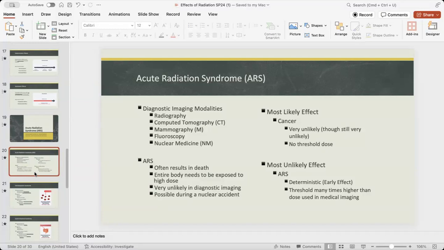It's very unlikely, because we know that it doesn't matter the dose, it could potentially happen. With ARS, the effects are deterministic, which means that if you have a big enough dose at one time, you may be able to see early effects. And the threshold is many times higher than the dose in medical imaging. A patient would need to experience a way higher dose to start seeing ARS symptoms.